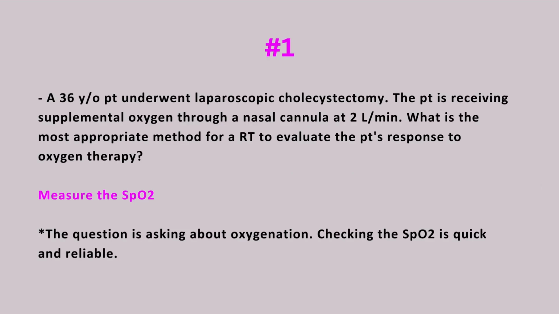Question number 1. A 36-year-old patient underwent laparoscopic cholecystectomy, which is a gallbladder removal. The patient is receiving supplemental oxygen through a nasal cannula at 2 liters a minute. What is the most appropriate method for a RT to evaluate the patient's response to O2 therapy? The correct answer is measure the SpO2. The question is asking about oxygenation, and checking the SpO2 is quick and reliable.